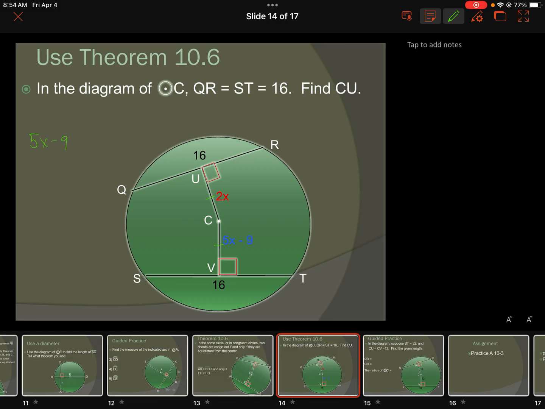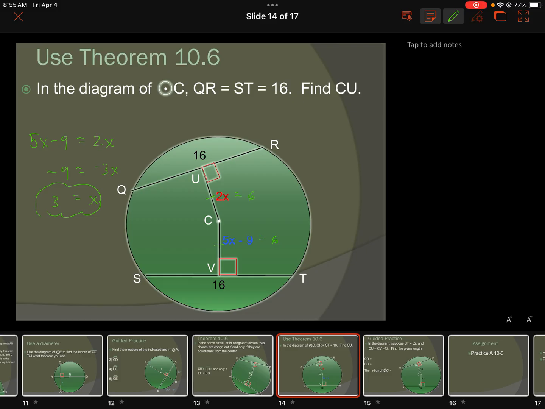5x minus 9 must be the same as 2x. X is 3. Plug that in. Looks like those distances are 6.